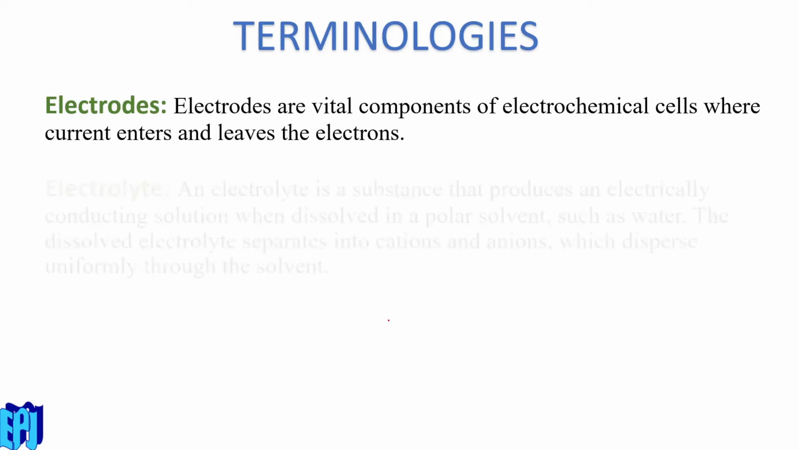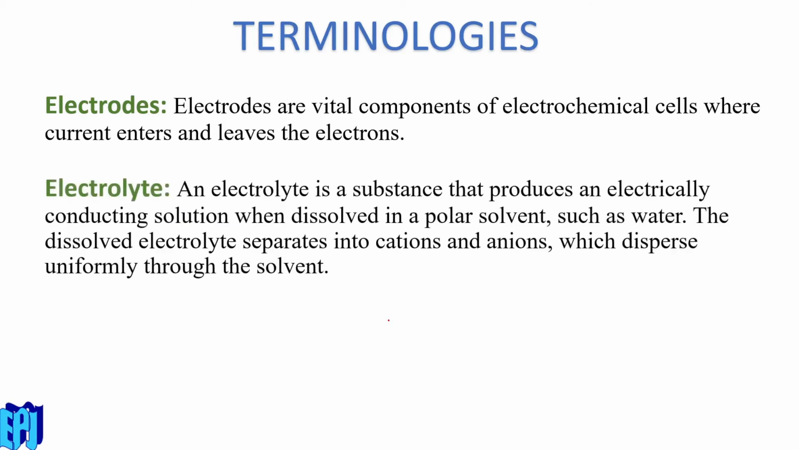The next term is electrolyte. We know what you mean by electrolyte. An electrolyte is a substance that produces an electrically conducting solution when it is dissolved in a polar solvent such as water. That's the main definition.